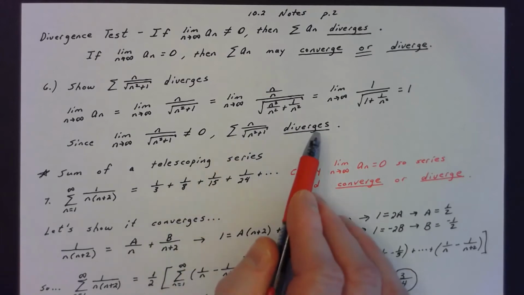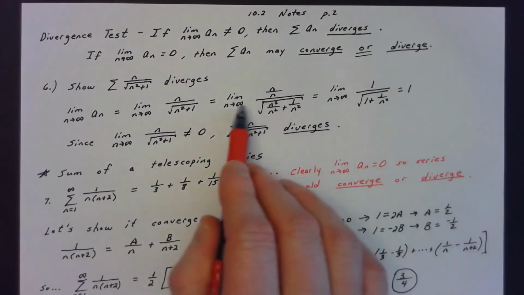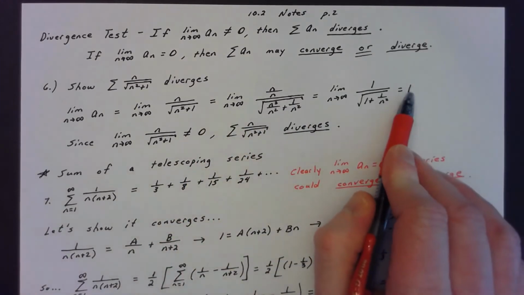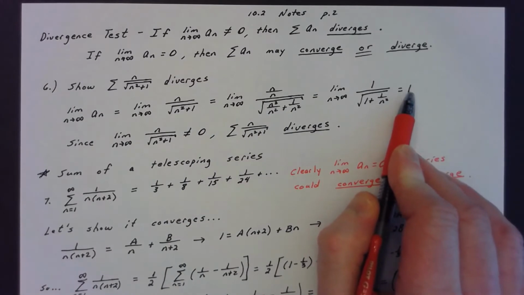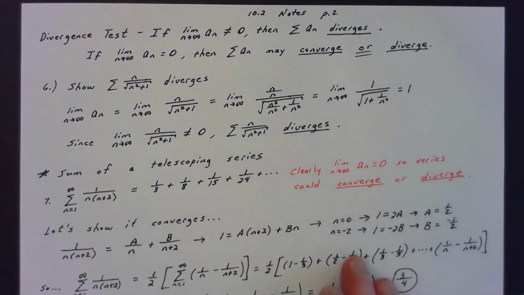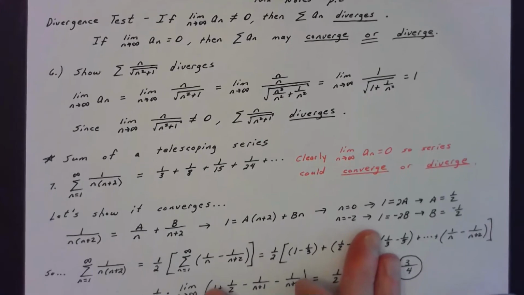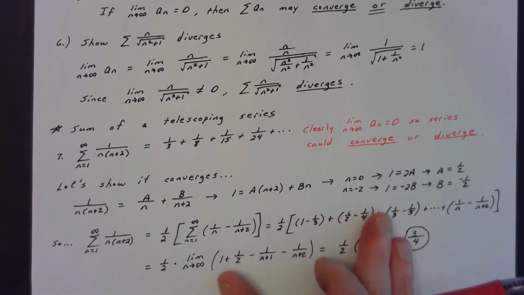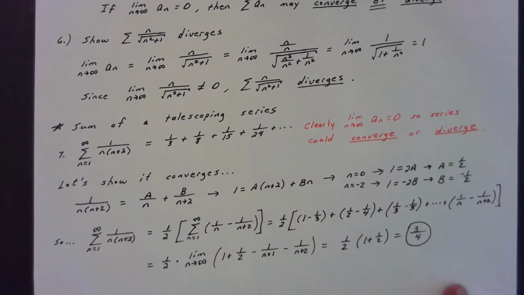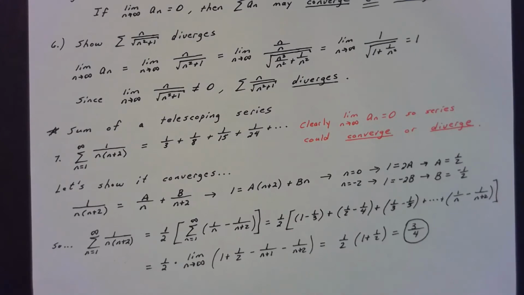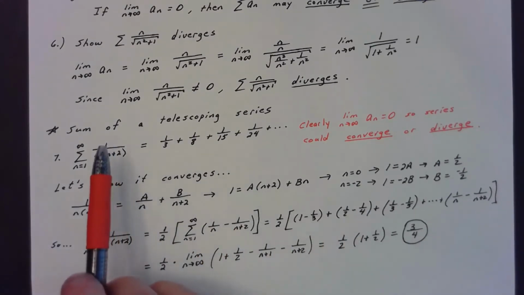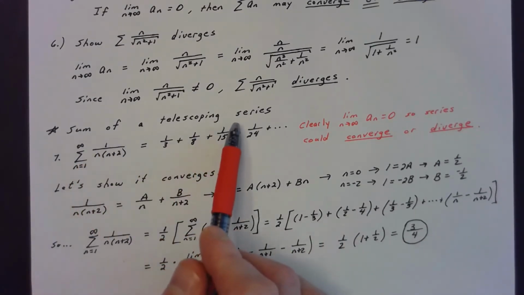So I'll say this series diverges because the limit as n approaches infinity of the general term was not 0. Nice. Now if you want to see an even nicer problem, I love these because it brings back a concept that we talked about back when we were integrating in Chapter 7. So, sum of a telescoping series.